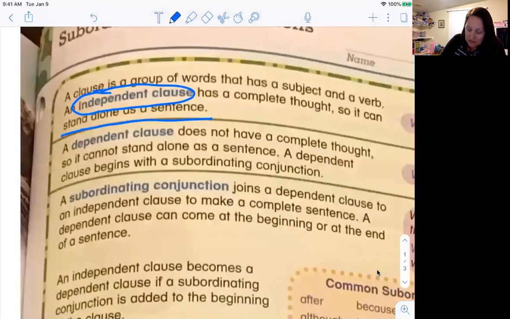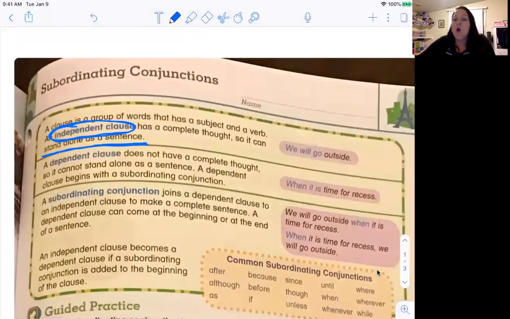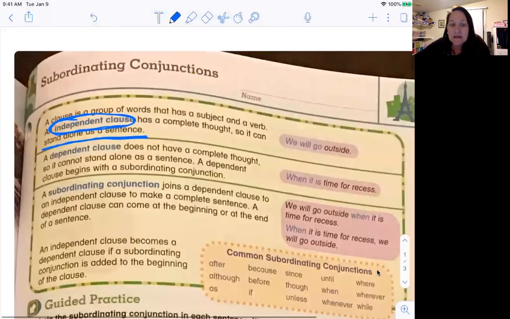I like to make sure I know what that means. I want you to think about this. When you are independent, you are able to do things on your own. You are probably independent in brushing your teeth, I would hope, and getting dressed in the morning. So an independent clause stands alone as a sentence. Look at the example they gave us. We will go outside. Is that an independent clause? Can it stand alone by itself in a sentence? It sure can.